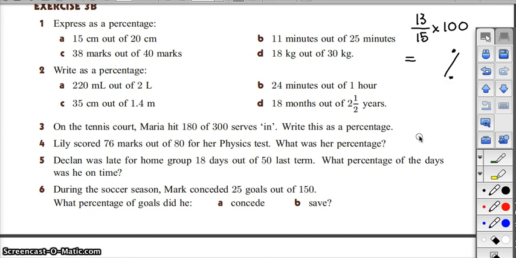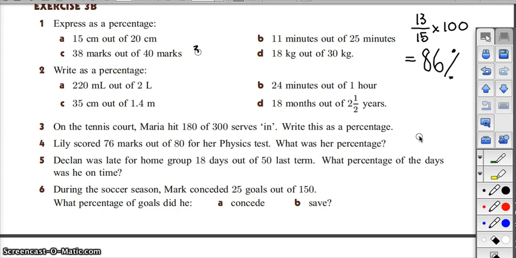Sorry. 0.86 times 100 is 86%. Okay, you would all be familiar with getting test results or some results back looking like that. What I would like you to try and remember with this is it's the same thing. 15 out of 20, 38 out of 40, 11 out of 25, 18 out of 30. It's the same process, okay?